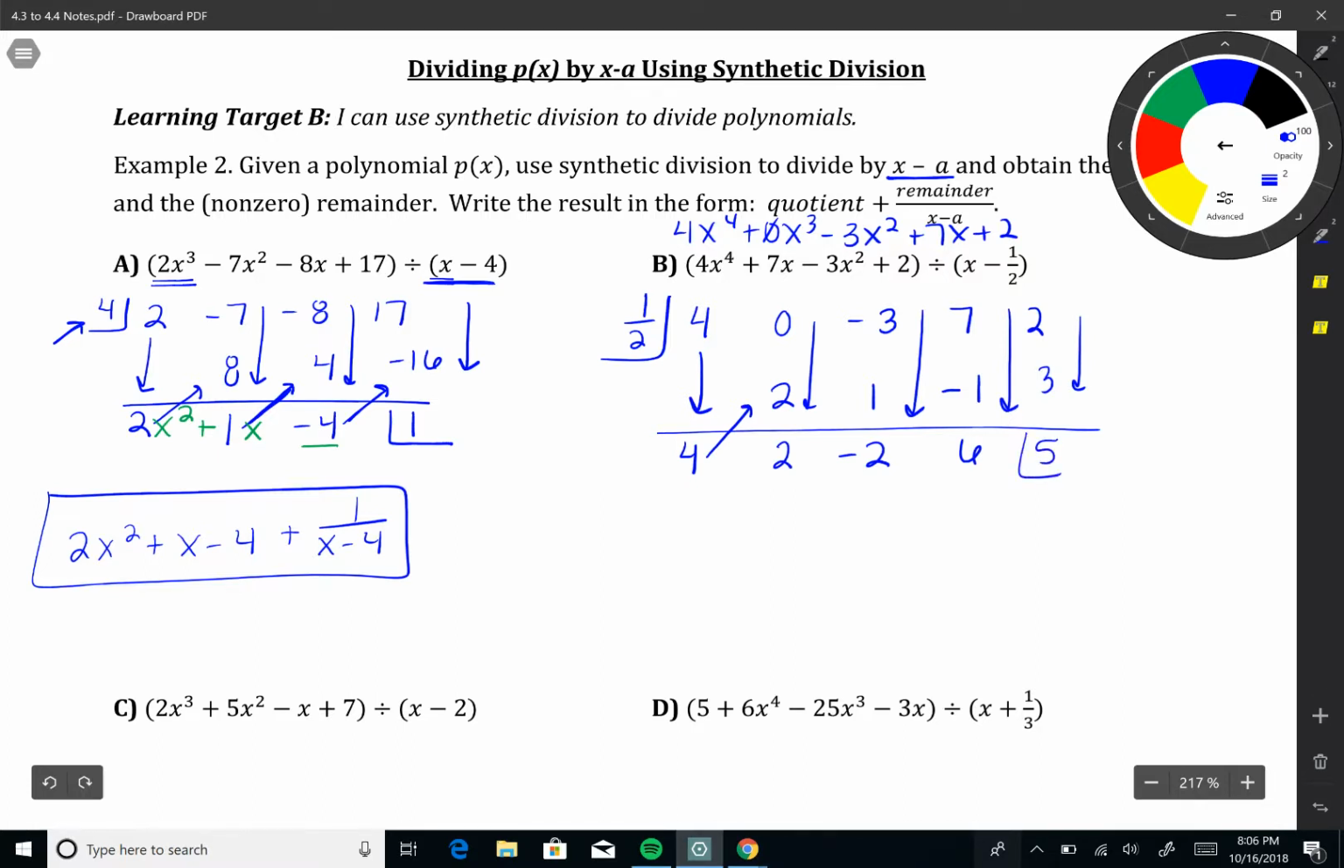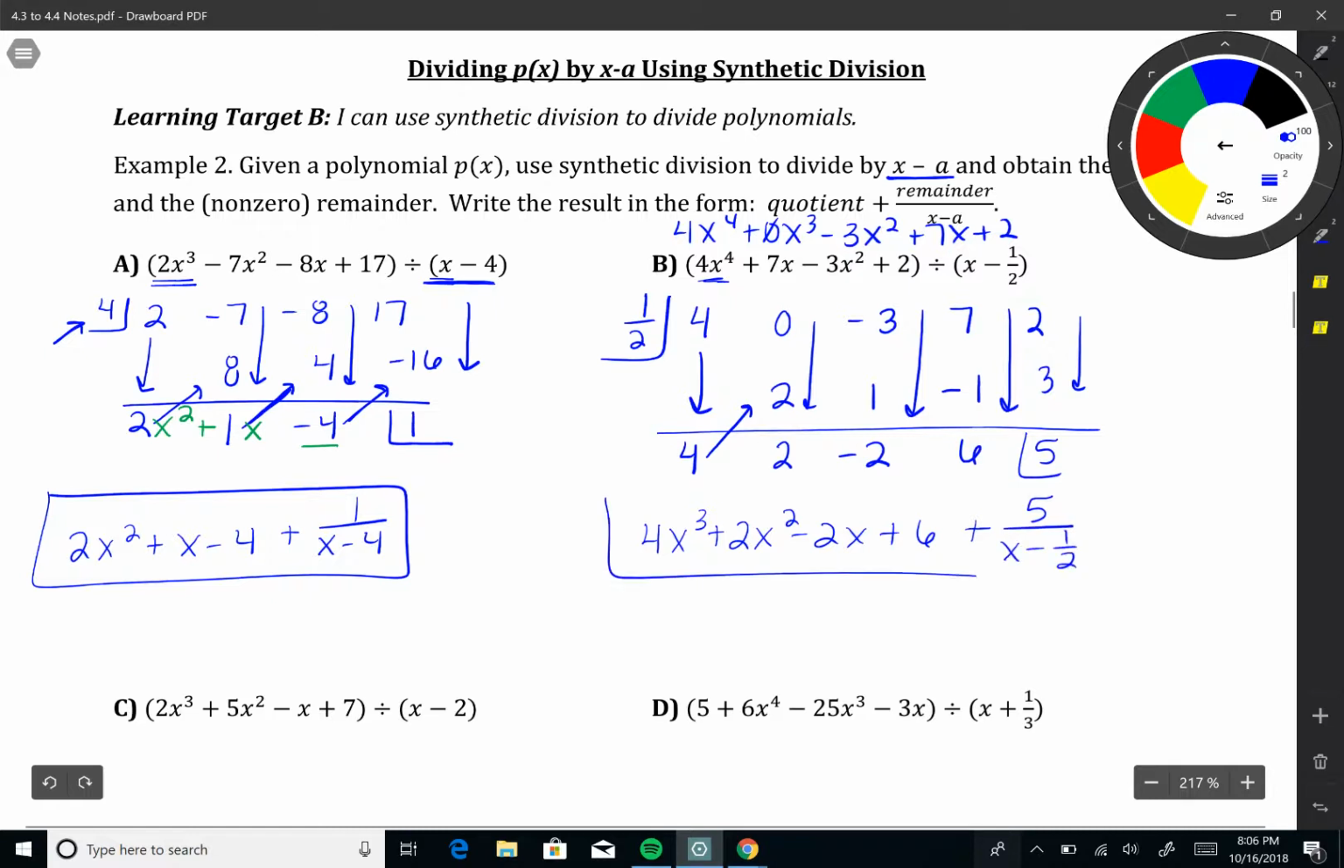So we have done our work. We know our remainder. We had a degree 4 polynomial, which means our quotient is going to be degree 3. So we're going to have 4x cubed plus 2x squared minus 2x plus 6 plus our remainder 5 over x minus 1/2.